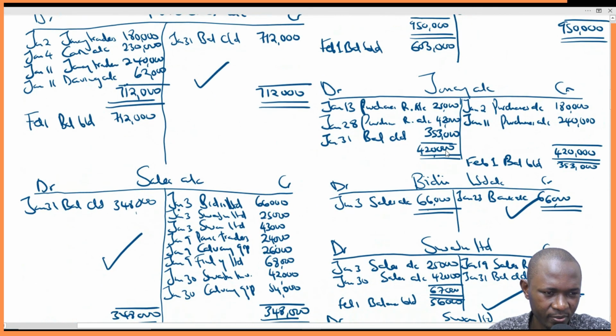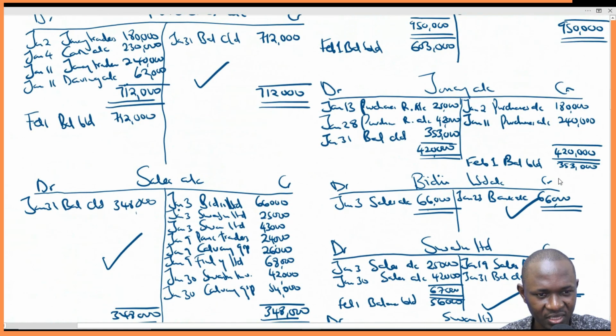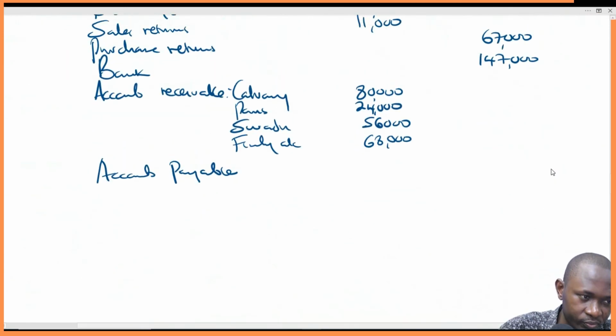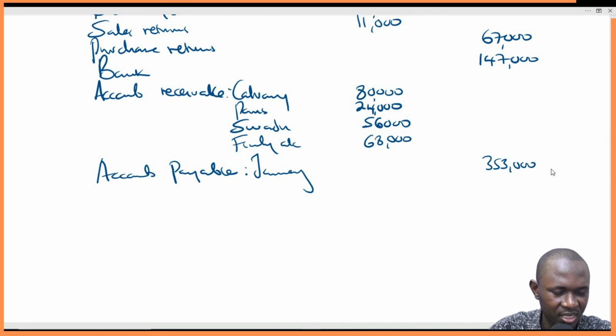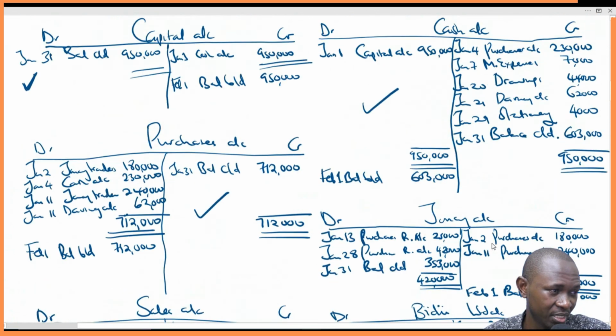So John C here. John C, the accounts are on the credit side, so this is purely a creditor. Balance brought down is 353,000 on the credit side. So John C, 353,000 on the credit side. Do we have any other one? I doubt. So let's just check to confirm that we've captured everything.